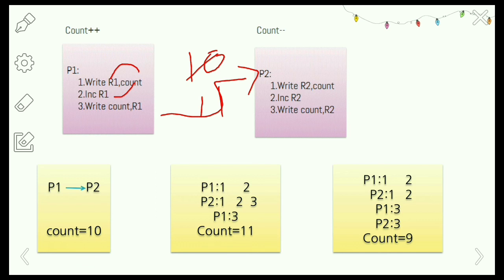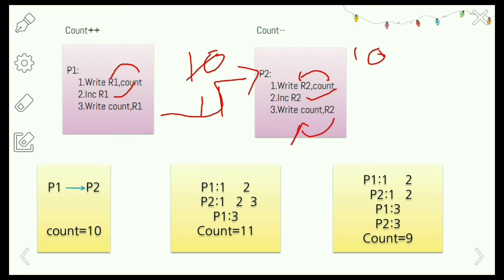Okay. So the process P2 is going to copy the count value to R2. The count value is 10 only here because we have not saved the R1 value. If we had written the R1 value to the count, then the count value would be 11. Since we have not written the R1 value, the count will be 10. So it is going to take the older value of the count, and it will decrement the R2 value by 1, and then it will be written back to the count.